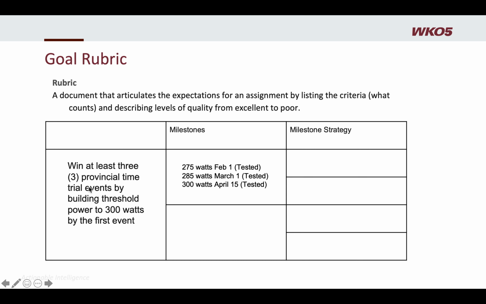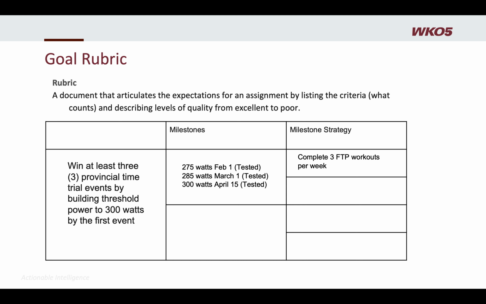So what I'm doing is once I have the goal, which is win by increasing threshold to 300 watts, right? If we simplify it, I'm building certain milestones that hold both me and the coach accountable to the training strategy we're about to design. And that is, and I'm making these up, 275 by February 1, 285 by March 1, 300 by April 15. Then I say, well, gee, what are the key activities? What are the key things we have to do to hit those milestones?